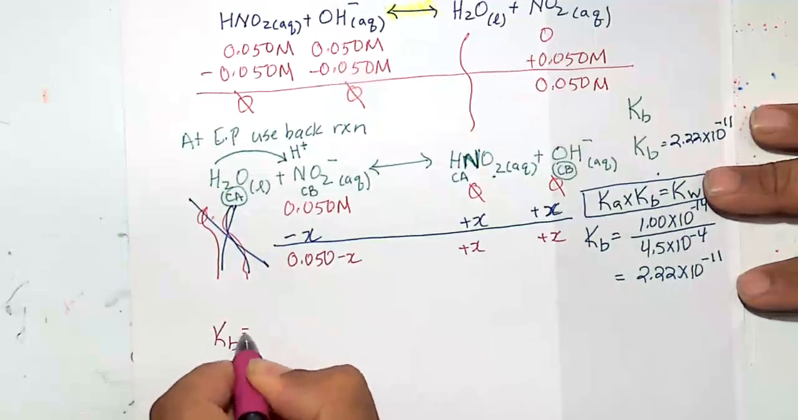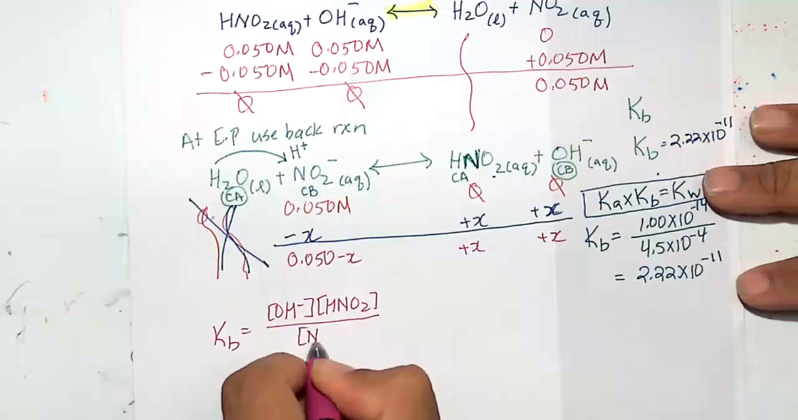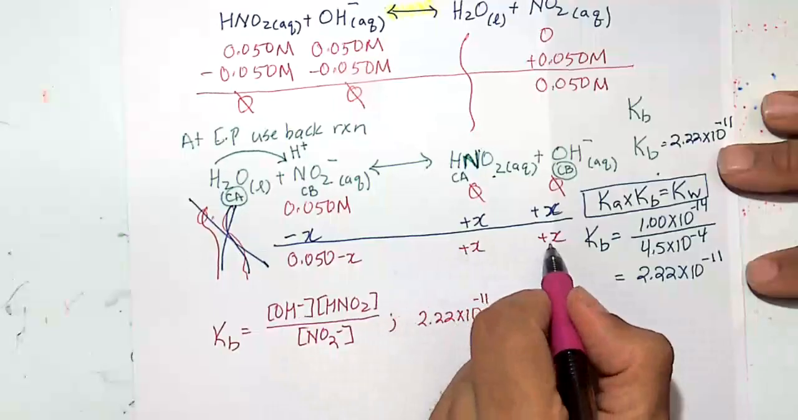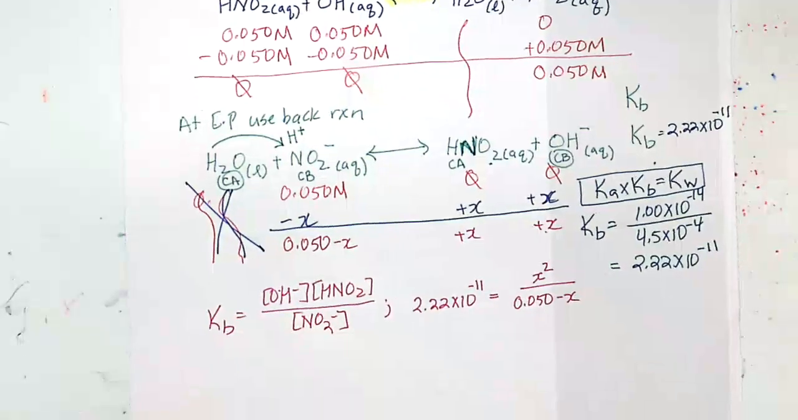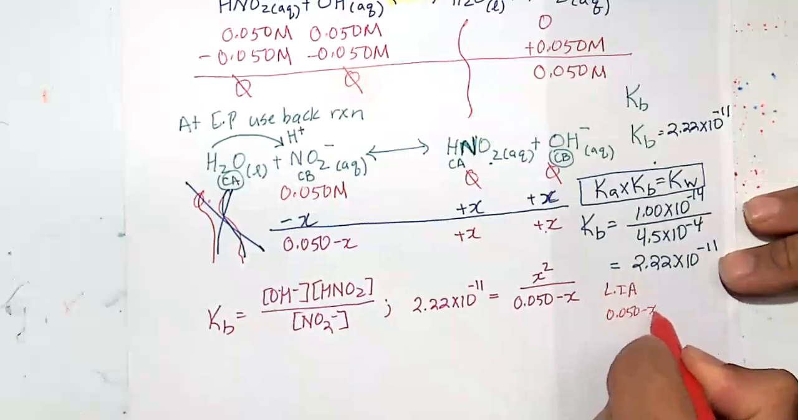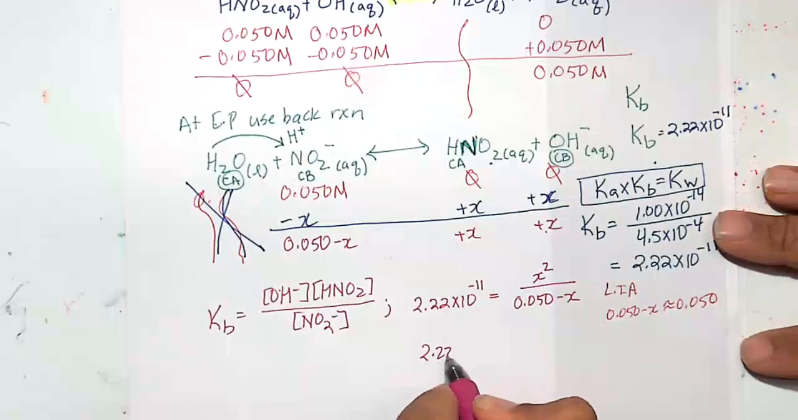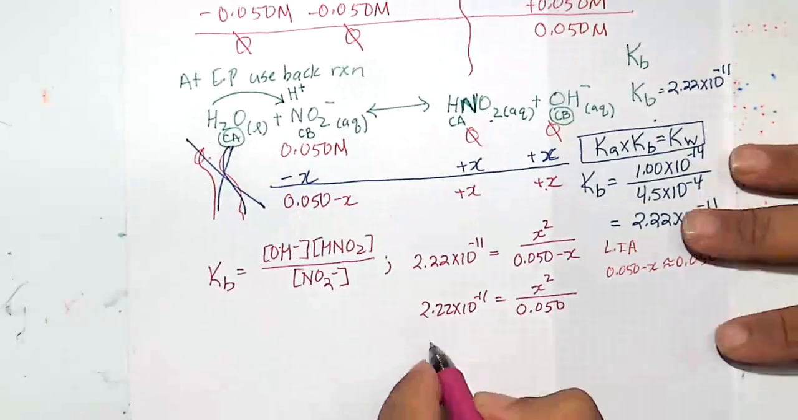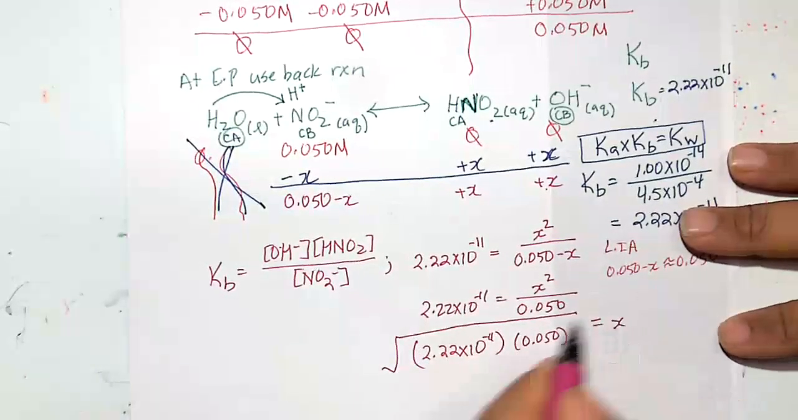We'll plug that into our Kb. So Kb is 2.22 times 10 to the minus 11. OH minus is x, HNO2 is x, x times x is x squared, divided by 0.050 minus x. We're going to use the low ionization assumption here. So 0.050 minus x is about 0.050. So 2.22 times 10 to the minus 11 is equal to x squared divided by 0.050. We will square root that.